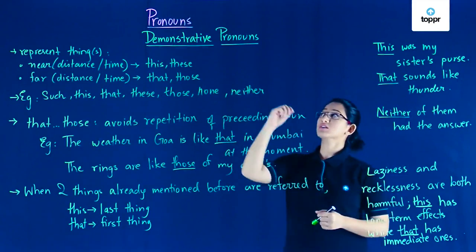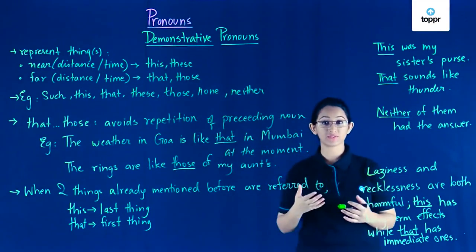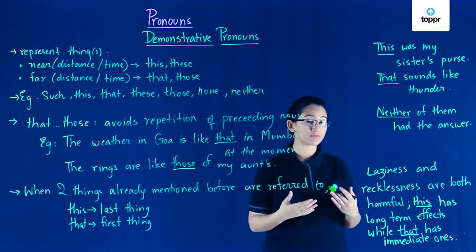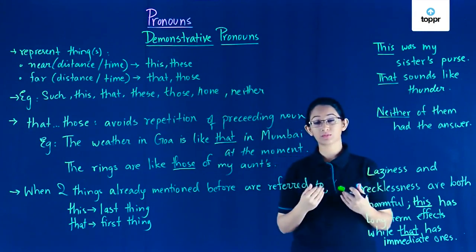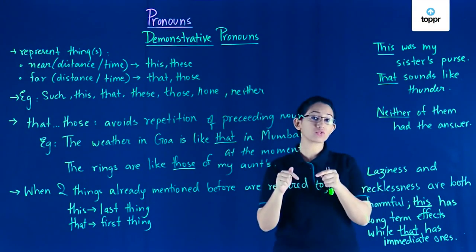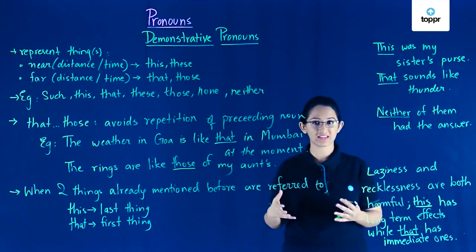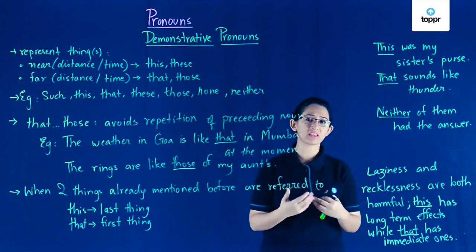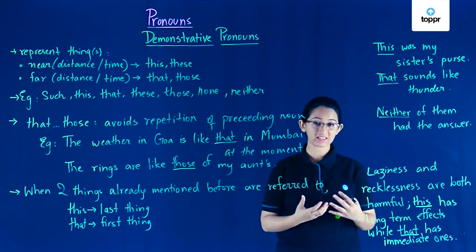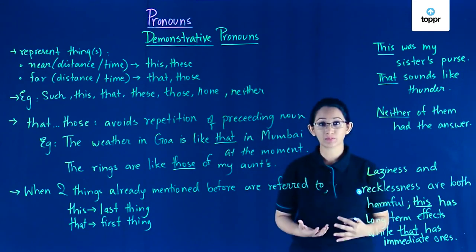Let's talk about the demonstrative pronouns in this video. So what are the demonstrative pronouns? Demonstrative pronouns basically are used to point out something specific within a sentence. Now, this could be something in time or even space, and it could be singular or in the plural form.